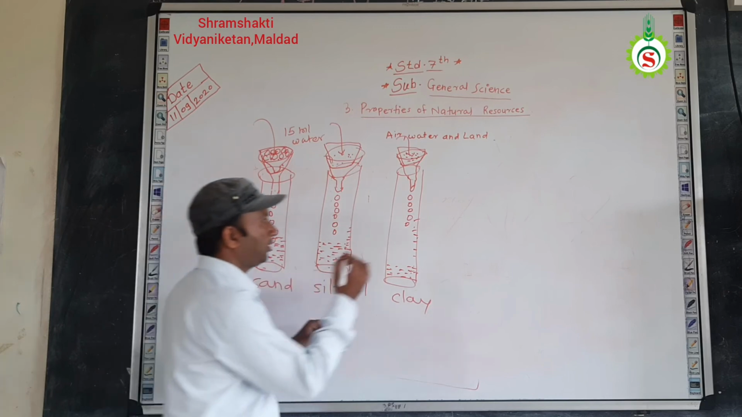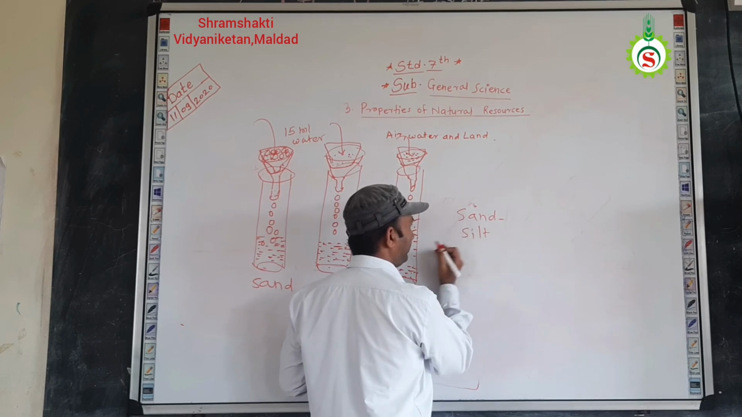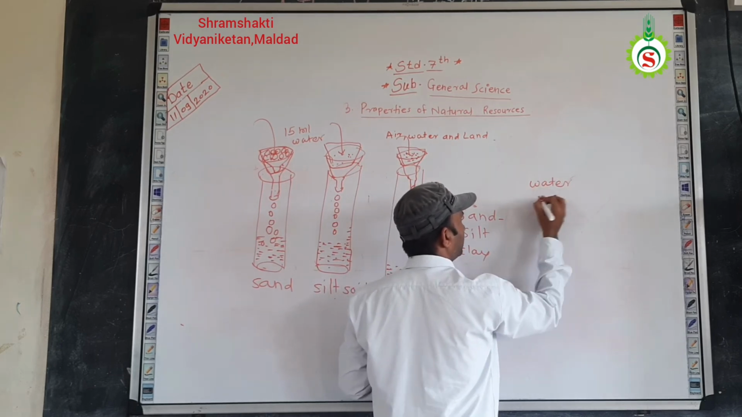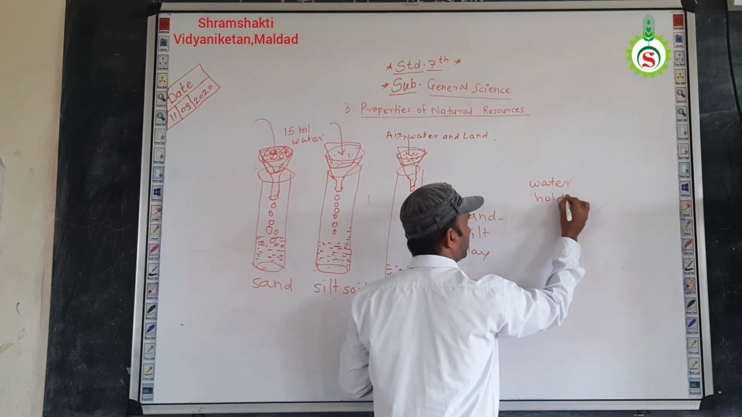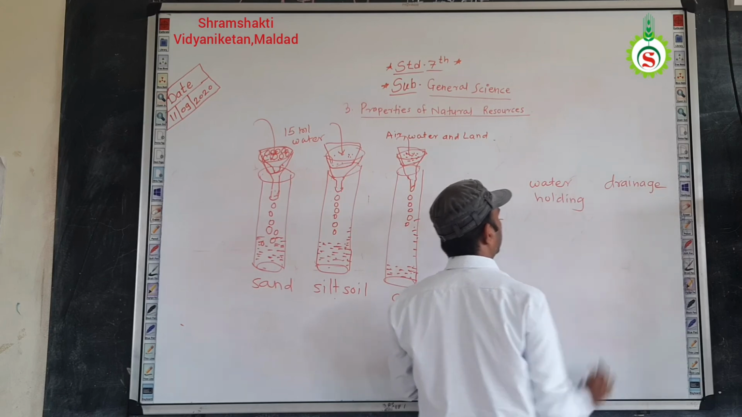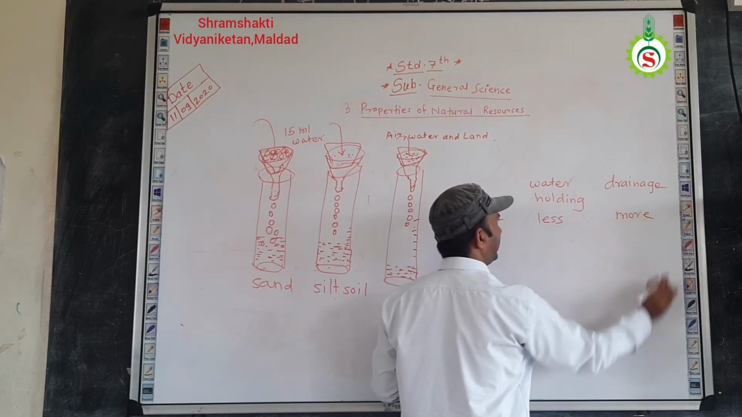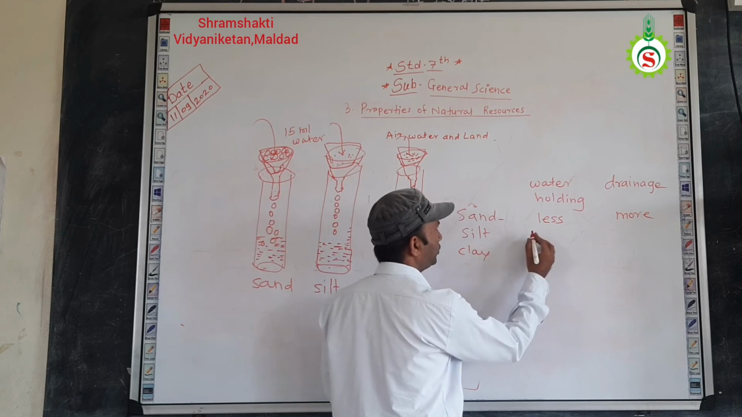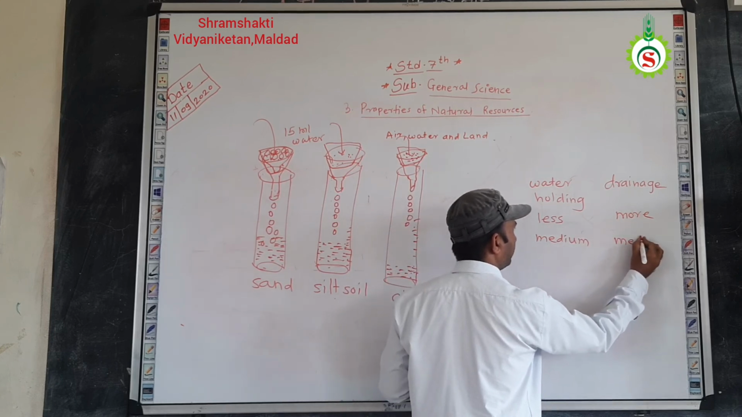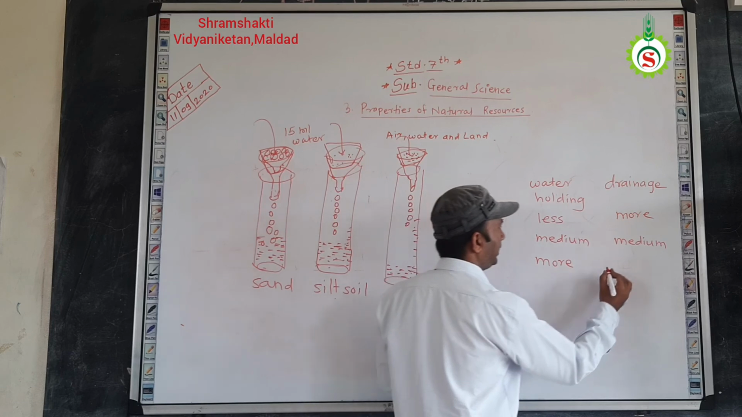From this activity, what is the inference? For example, the first one is sand, then silt, then clay soil, and we compare water holding capacity and drainage. Sandy soil has less water holding capacity and more drainage. In silt soil, water holding capacity is medium and drainage is also medium. And in clay soil, the water holding capacity is more and drainage is less.